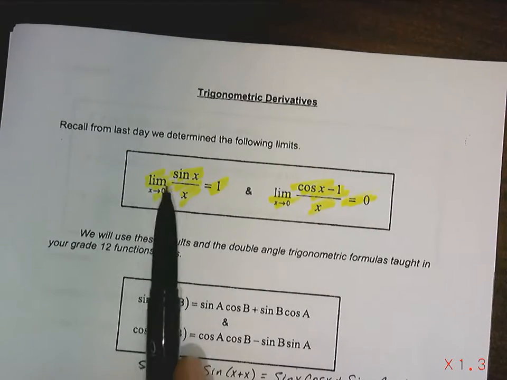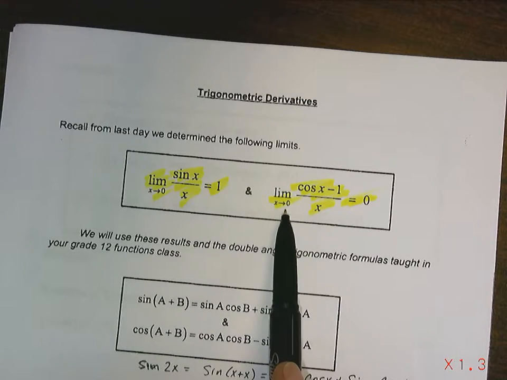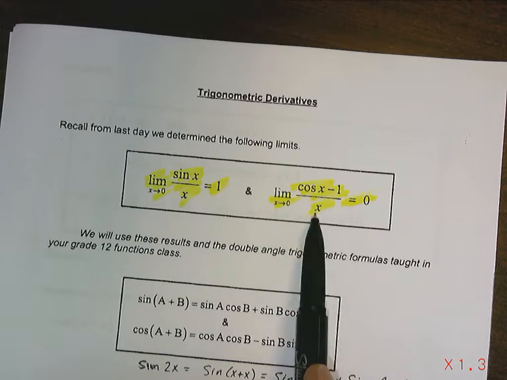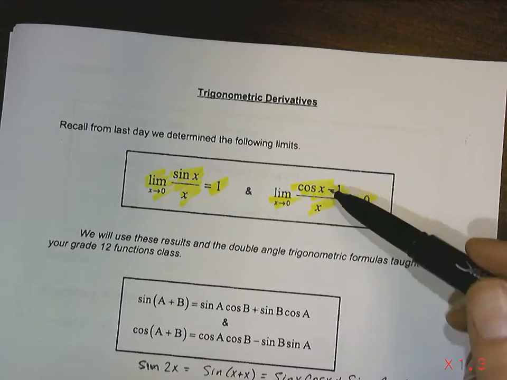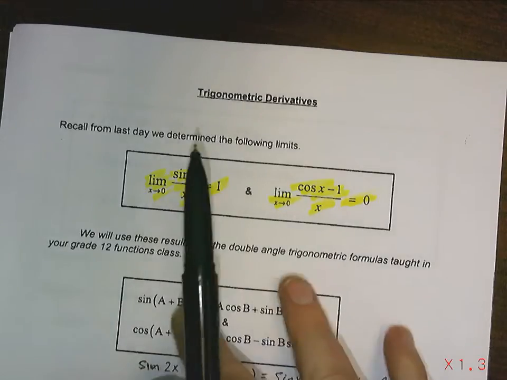So recall from last day that the limit as x approaches 0 of sine x over x equals 1, and the limit as x approaches 0 of cos x minus 1 over x equals 0. And Adrian, I'm looking at these ones because I'm going to use them in the following derivative proofs.